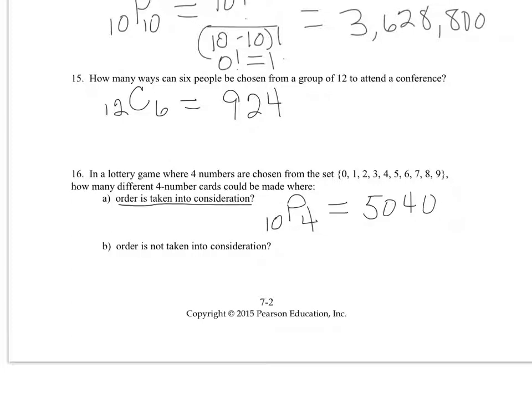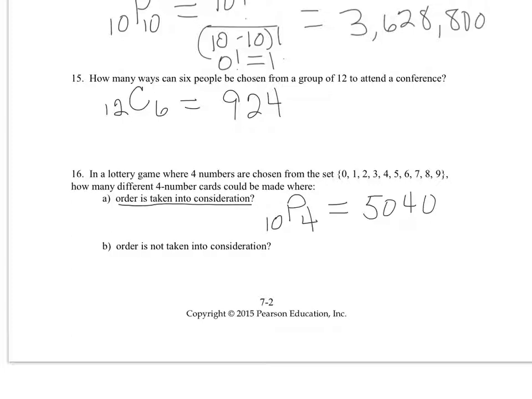Okay? And the reason order is going to matter, first of all, it told us order would be taken into consideration. But that's because these numbers are going to be different numbers. If I'm looking at the digits 3, 5, 7, 2, that's a different number from 2, 7, 3, 5.